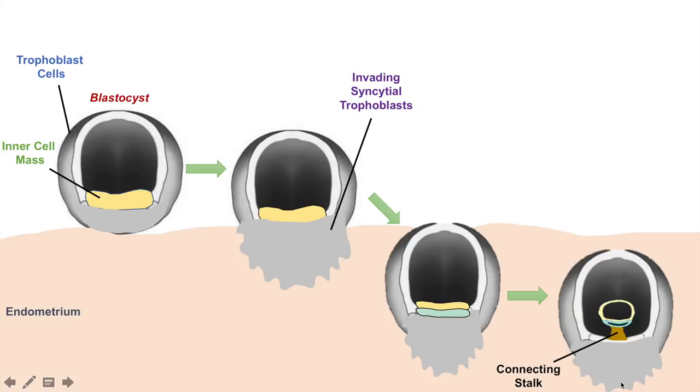These syncytiotrophoblasts cells that penetrate deep into the endometrial layer will eventually become the placenta of the organism. We'll talk about this later in another lesson.